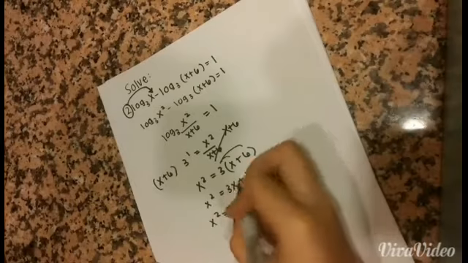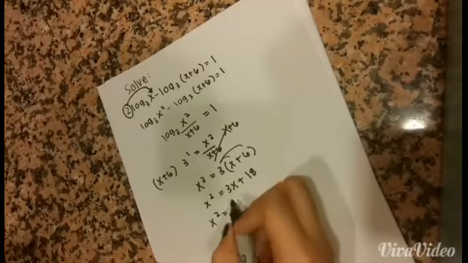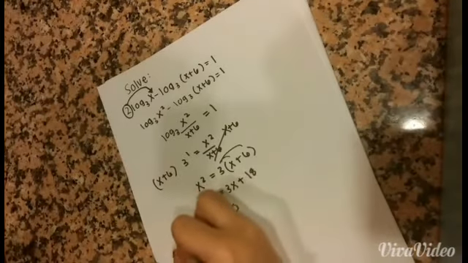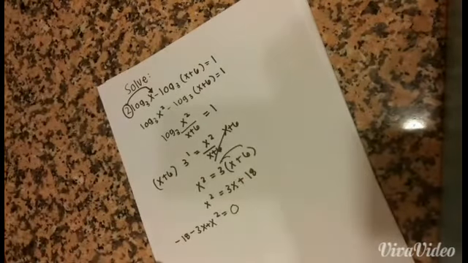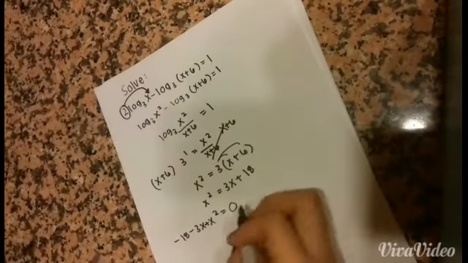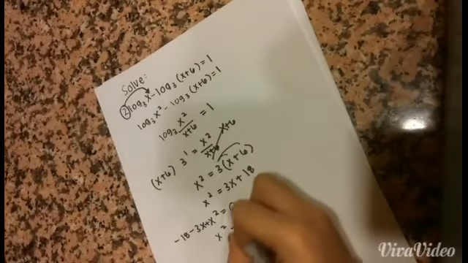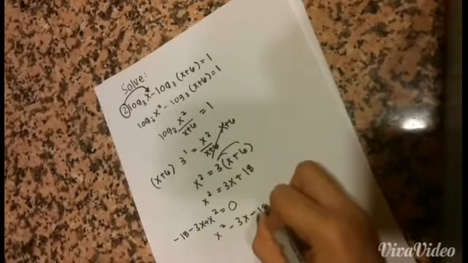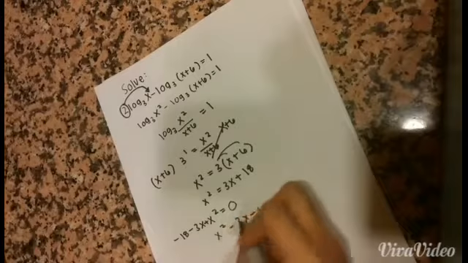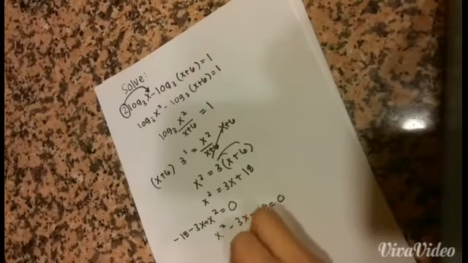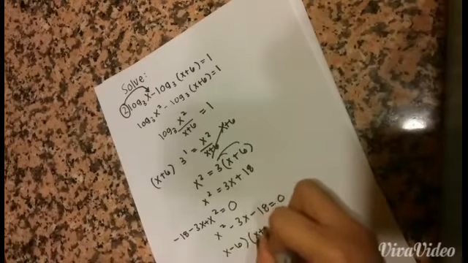x squared equals 0, and then that is minus 18 minus 3x. After this, I'm simply going to factor it, and let me just rewrite it real quick. x squared minus 3x minus 18 equals 0. And then after that, it factors into x minus 6 and x plus 3.